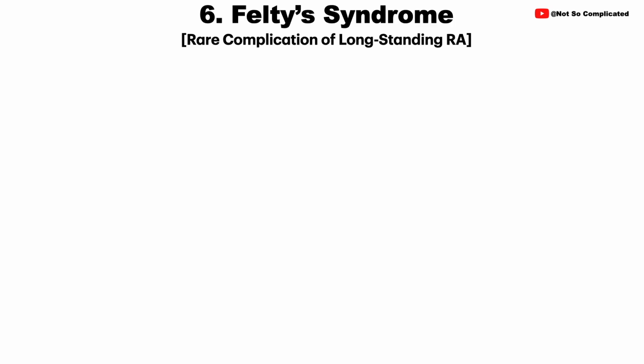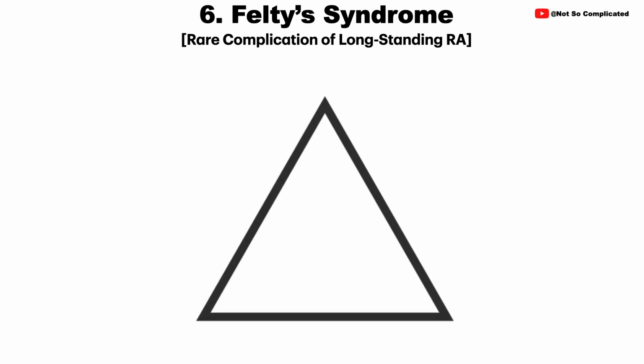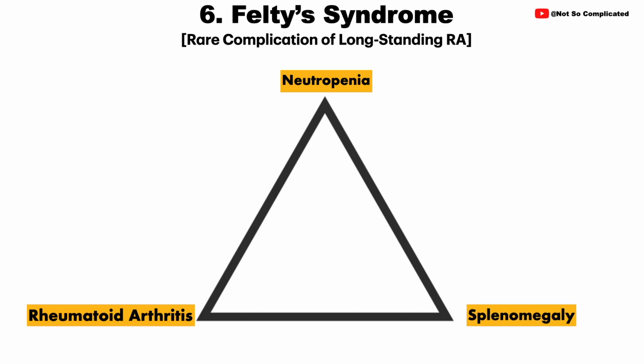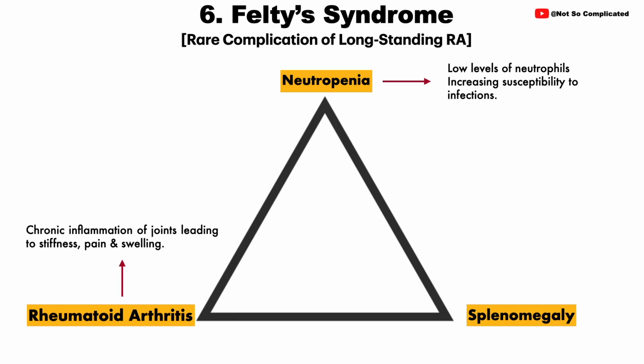Now talking about Felty syndrome, it is a rare complication of long-standing rheumatoid arthritis. So the symptoms are neutropenia, rheumatoid arthritis obviously, and splenomegaly. Neutropenia is about low levels of neutrophils, and that will lead to increased susceptibility to infections. Rheumatoid arthritis is obviously chronic inflammation of joints leading to stiffness, pain, and swelling. And splenomegaly is enlargement of the spleen, all right? So that will lead to abdominal discomfort or early satiety.